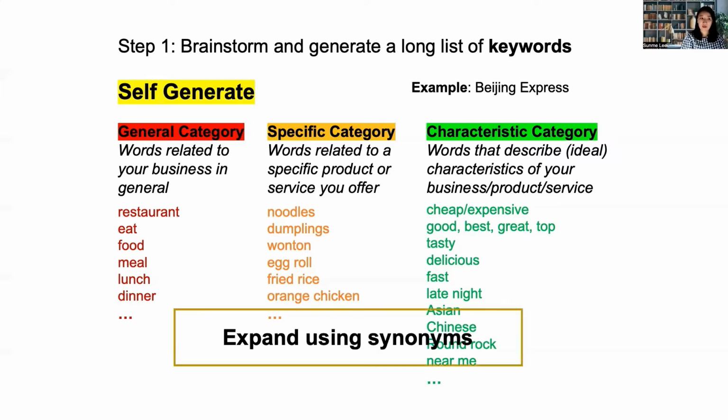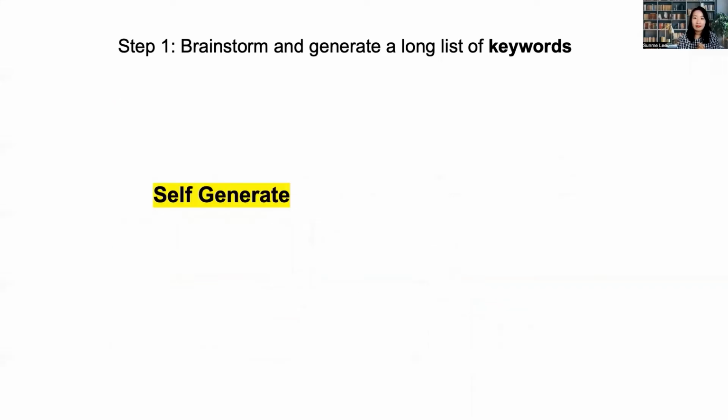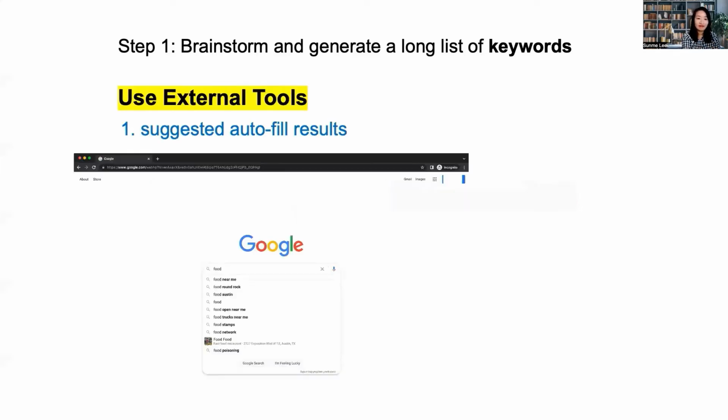You can also expand your keywords by using synonyms. You can search in an online dictionary and then mix them with these words. So that's the self-generation method. There are different categories, and you combine those categories to create long-tail keywords. Another way is using external tools. For each of the keywords that you have at this stage, you can easily make 10 keywords.